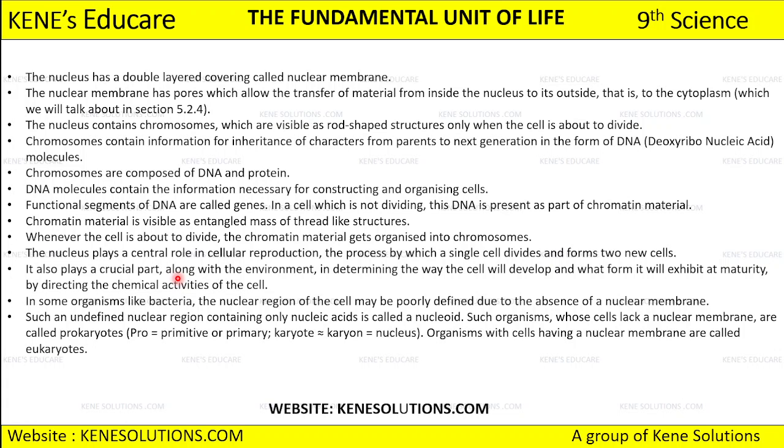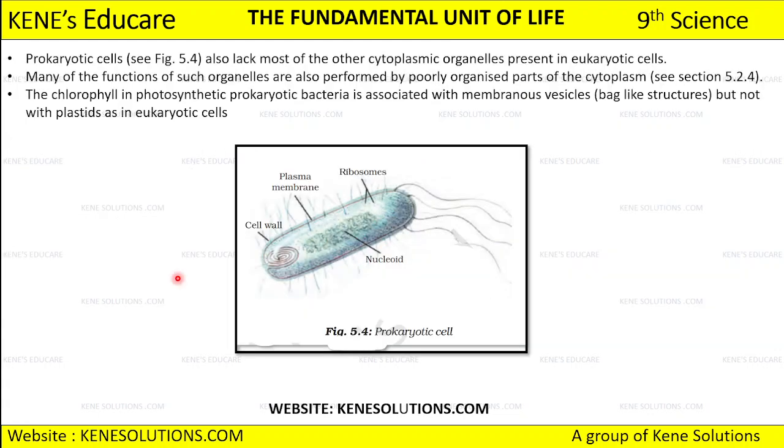And such organisms जिनके पास nuclear membrane नहीं होता, उनको हम प्रोकैरियोट्स बोलते हैं. प्रोकैरियोट्स का मतलब क्या है? Pro means primitive and primary, and karyon means nucleus. So primitive nucleus. So the organisms who are not having a nuclear membrane are called prokaryotes, and who are having a nuclear membrane are called eukaryotes. Okay, so I hope this much is clear. So here you get some of the differentiating points between prokaryotes and eukaryotes as well, right?